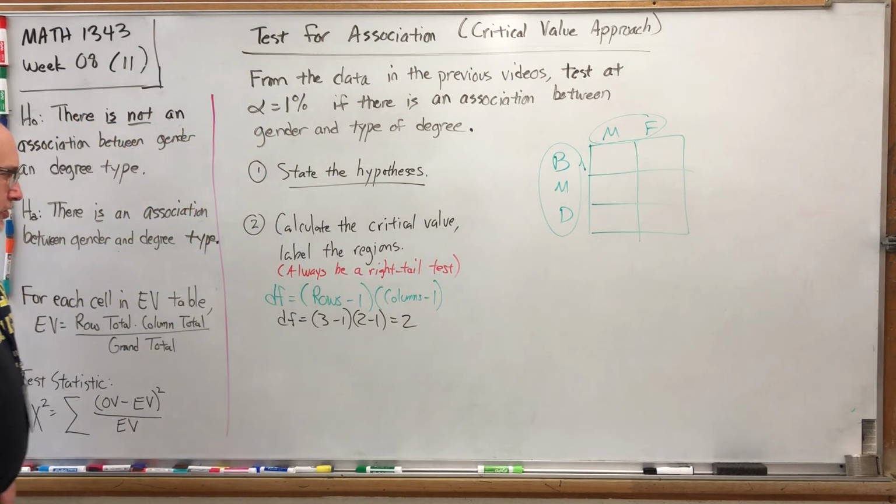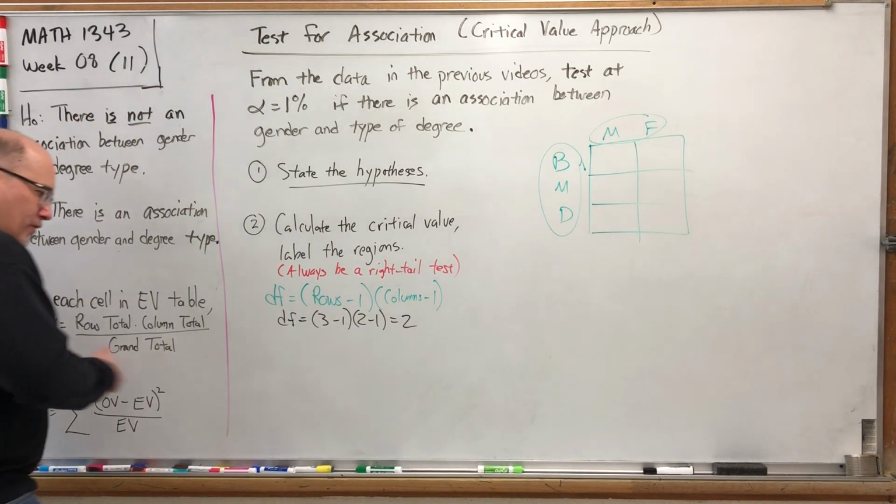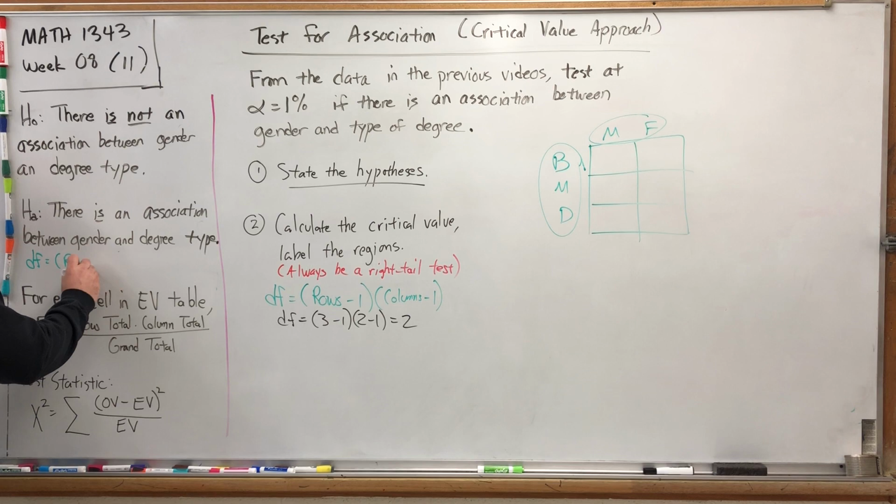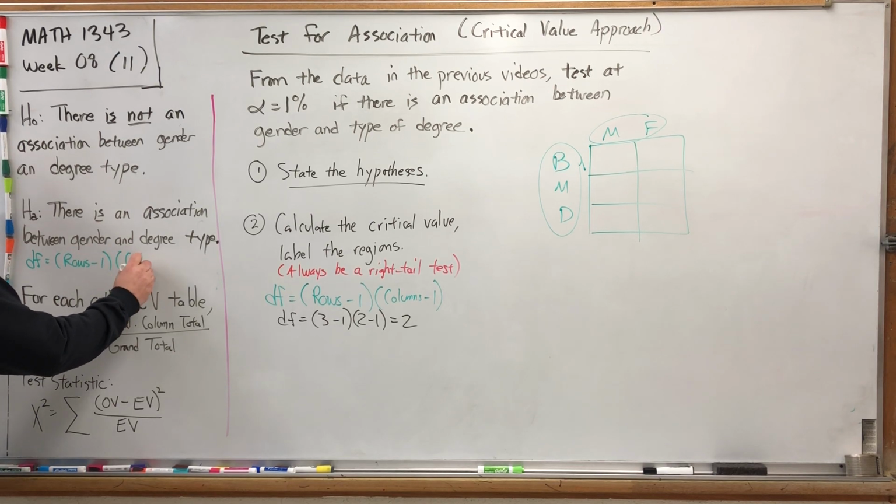So there's a formula for the degrees of freedom. I'm going to move that over here in our list of things. Degrees of freedom equals rows minus 1 times columns minus 1. I can spell.